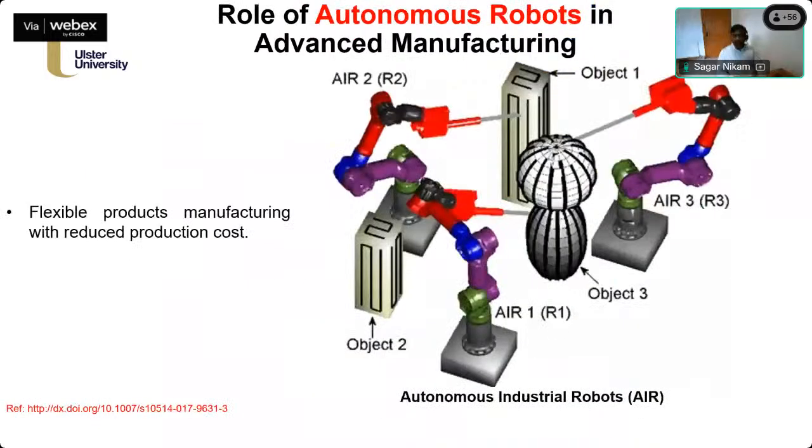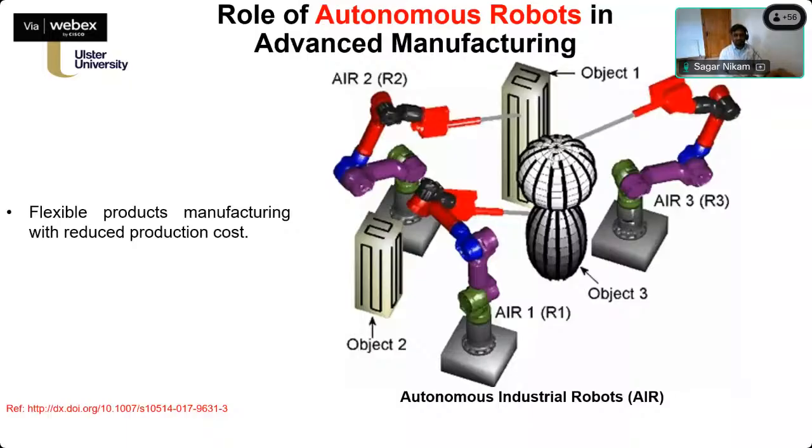Then another role is in autonomous robots. Autonomous robots, as I told you, like the robot which was used in performing, if you remember the case study yesterday, the robot was used to perform the machining task. It can pick the product from the machine, it can clean the product, and it can pack the product also. So that's the enabling technology of autonomous robots.